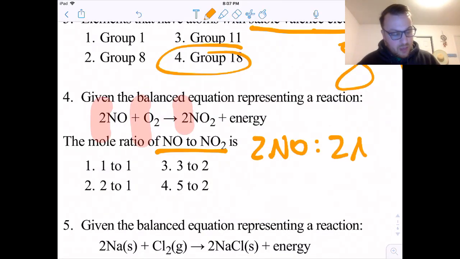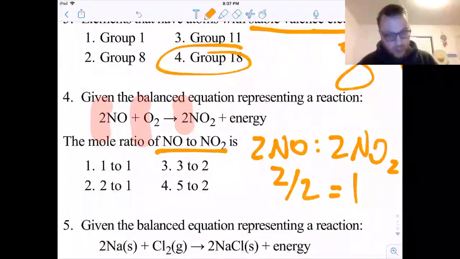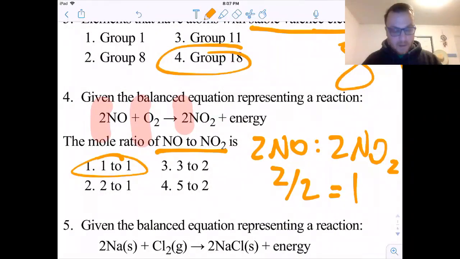And you can even compare it in a formula. So if you were to look at just NO2, and ignore the 2 here, for every 1 mole of nitrogen, there are 2 moles of oxygen. Every number in a formula is moles. Every big number in an equation is moles. Pretty much, if you see a number, it's probably moles.